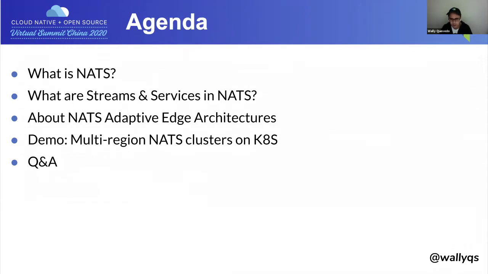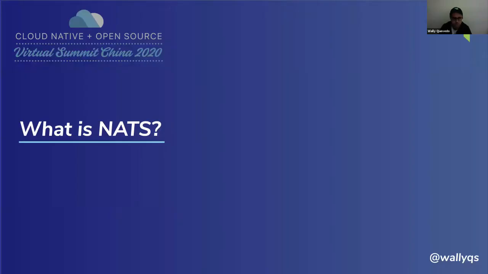So in this talk, I want to briefly cover what is NATS. It's going to be an introduction. We'll talk about some of the abstractions when you talk about NATS, which are streams and services. Talk about the different network topologies that you can form by using NATS, what we call the adaptive edge architectures, and also give a couple of demos of using NATS clusters and deploying with Helm on Kubernetes, followed by questions.